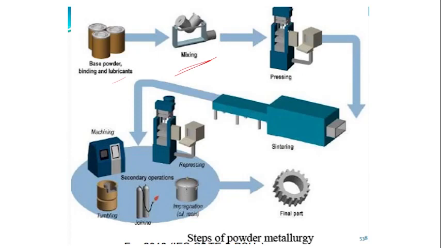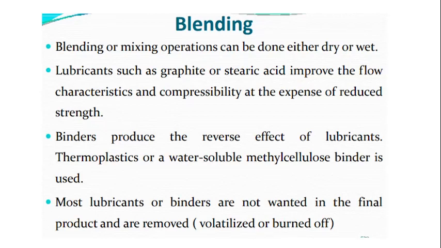Then we will press it into whatever desired shape we want. Then we will do sintering. Sintering is what? In a vacuum, we provide high temperature so that the bonding can happen. Then again, we will press it. Then whatever secondary operations are required, like machining, joining, impregnation, we will do, and then we get the final product. So this is the overall chart for powder metallurgy.